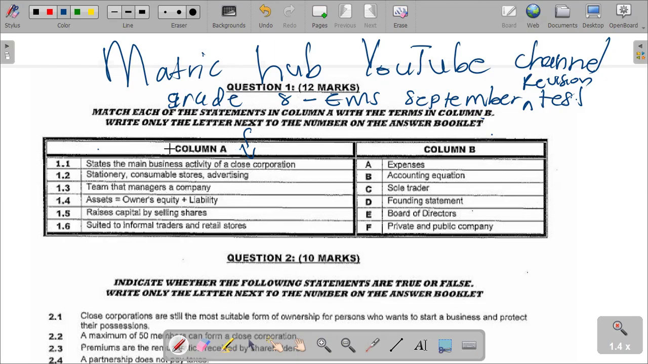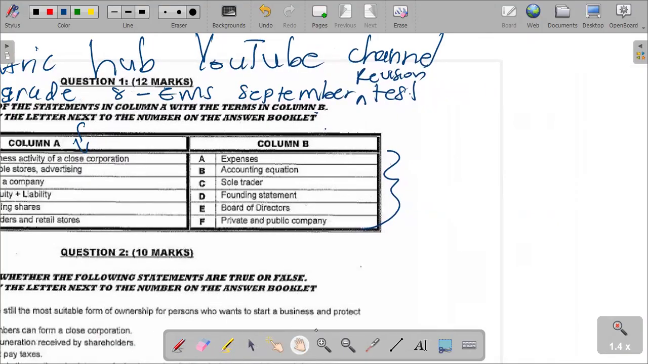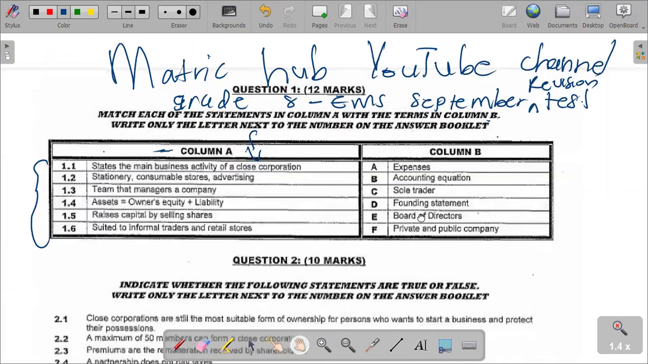So we match the statements in column A, this will be your column A, with the terms in column B, so this will be column B. Write only the letter next to the number on the booklet. They'll give you a booklet to answer your questions, and this is basically how you will answer. For example, you say 1.7 G. So that is how you will answer your question.